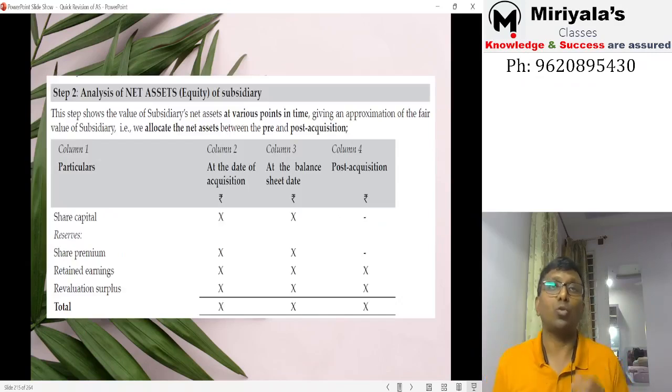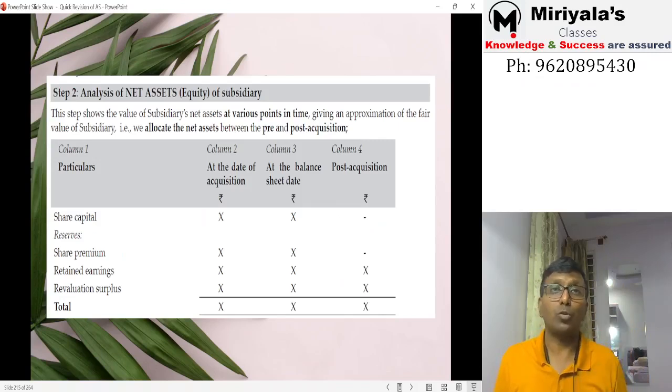Step number 2 is very crucial. This is the analysis of net assets. What is net assets? Net assets is nothing but the equity of the subsidiary. So what do you do here? I'll have 4 columns: particulars, balance as on date of acquisition, balance as on balance sheet date, and the post acquisition profits. Equity includes what? Equity share capital plus reserves and surplus. Which reserves? Every reserve: general reserve, retained earnings, revaluation reserve, capital redemption reserve, any reserve you call. All the reserves and surplus will be coming into the picture.